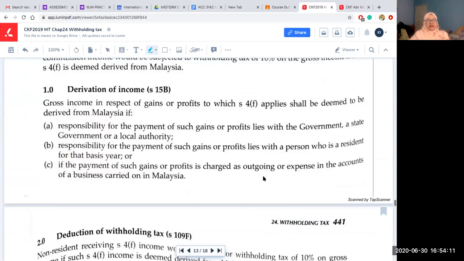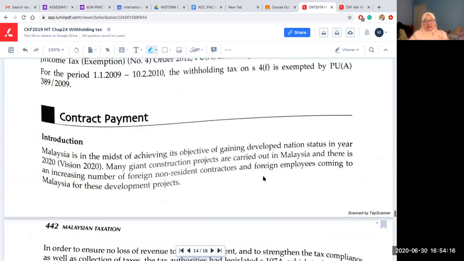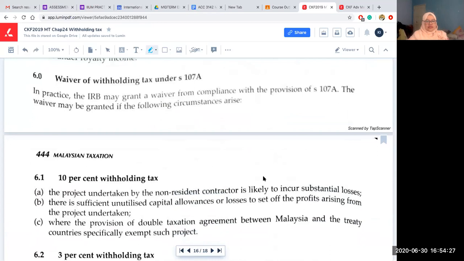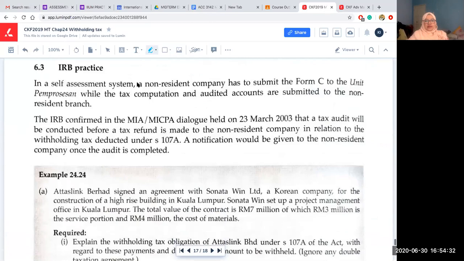Right? And then we have contract payment. Tadi ada mention 10% on the company, 3% on the employees. Then you look at the definition here. What else we have here? Penalty for incorrect return is the same. Right? 3% is on the non-resident employees. Right? RB practice.